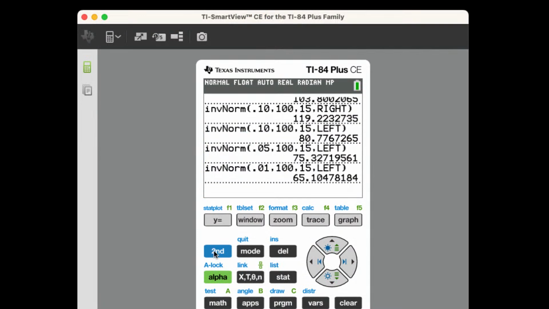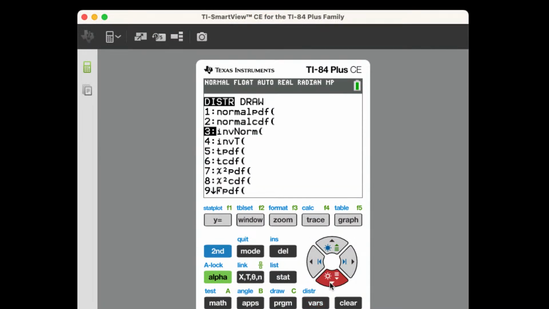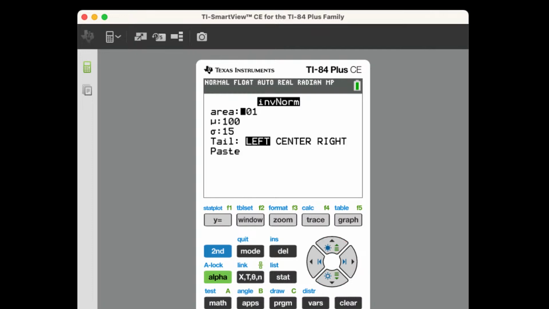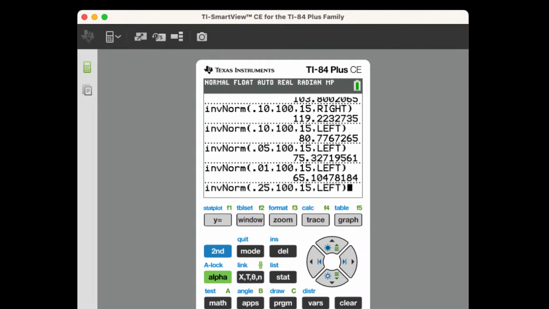So what's this? Second distribution, inverse norm. 0.25. This is area to the left. That's the bottom. Is that right? So what is this number going to be? 90. This is 90.